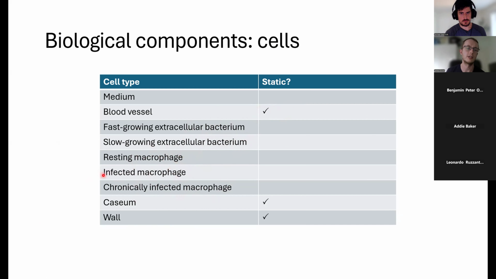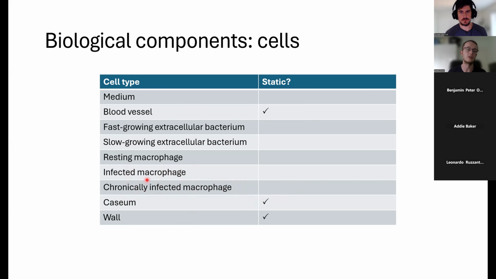Once they've phagocytosed any, they enter this infected state. And once they've phagocytosed at least 10, they become chronically infected. The main difference between these two is the rate of oxygen consumption that they each perform. Then once a chronically infected macrophage has phagocytosed at least 20 bacteria, they burst. They release the bacteria back into the domain, and they leave behind this caseum.